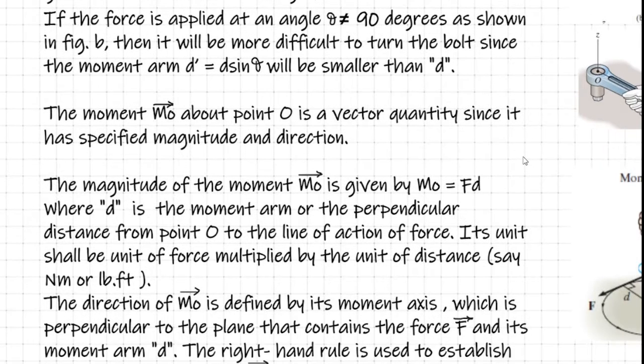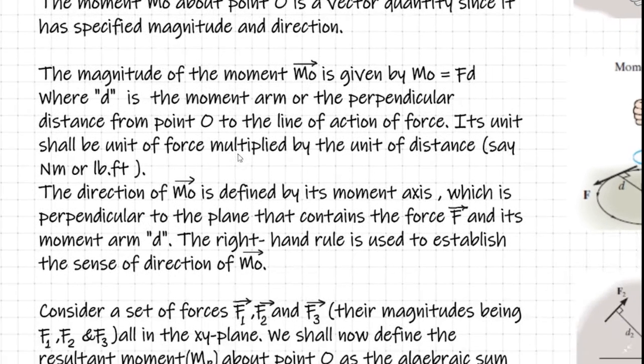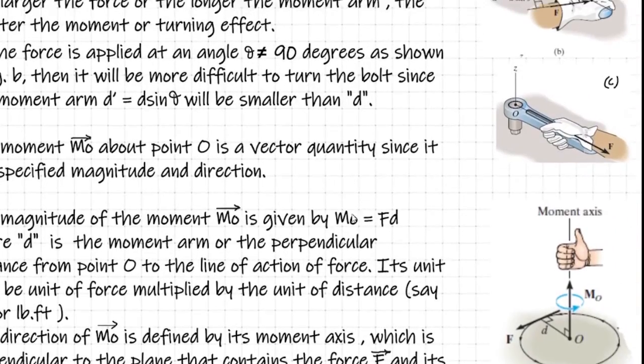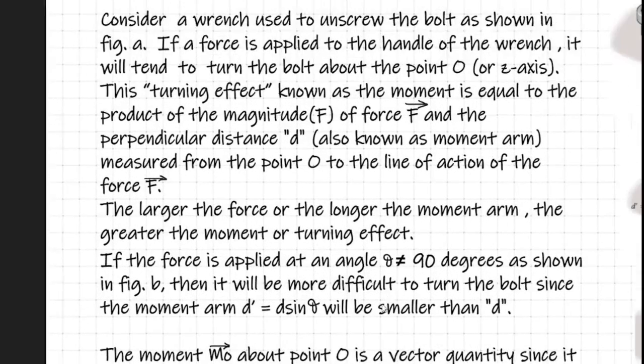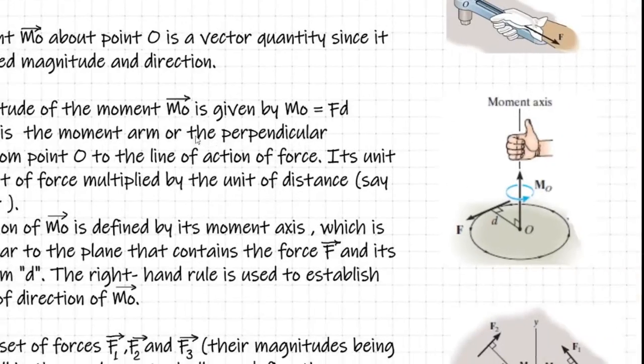Now remember that the unit of the magnitude of moment about a point will be either Newton meter or lb feet, depending on whether we are following the SI system or the FPS system. Now, we have defined the magnitude of the moment as F into D. What about the direction?